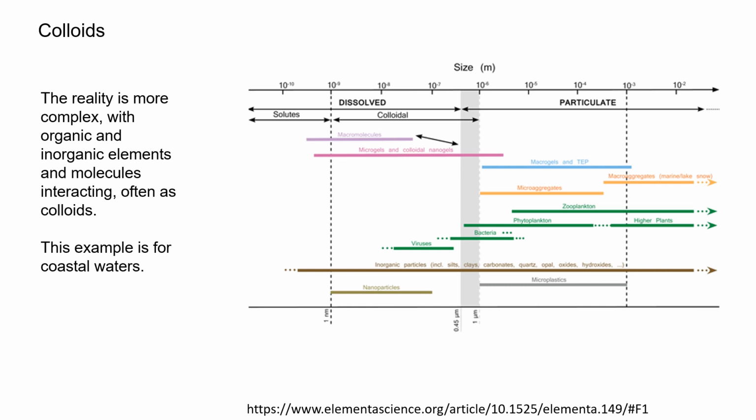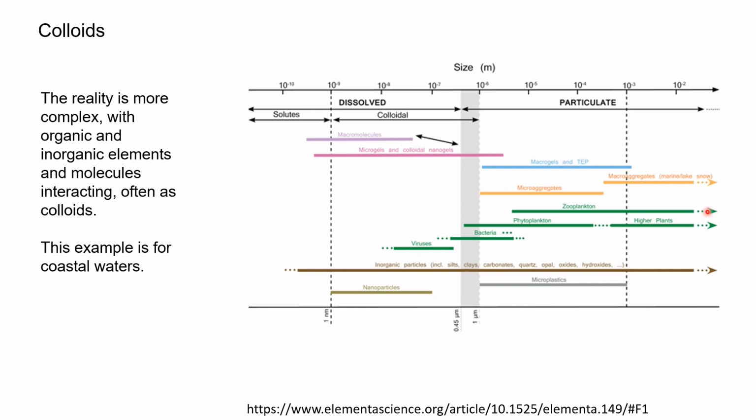So this slide shows an example for coastal waters, and it shows the different size ranges of colloids, dissolved and particulate material. So here's the dissolved range here, going up to this 0.45 micron scale, and bigger than that we have particulates. And the colloid range is defined as being between 1 micron and 1 nanometer. So this cutoff here at 0.45 is a bit arbitrary, and it actually cuts off in the middle of a colloidal size range, which is not very sensible.